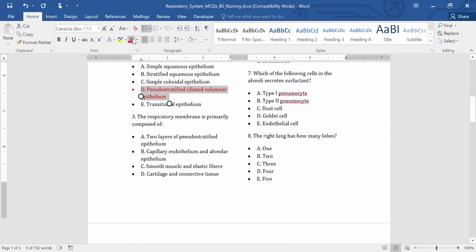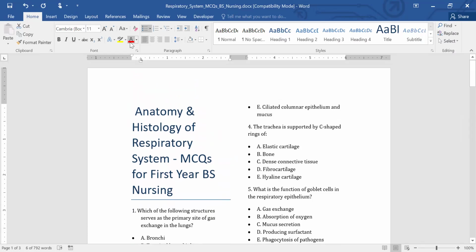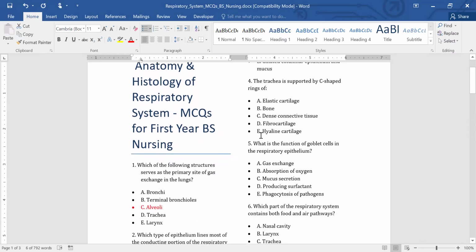The respiratory membrane is primarily composed of which layers? Options: two layers of pseudostratified epithelium, capillary endothelium and alveolar epithelium, smooth muscle and elastic fibers, cartilage and connective tissue. It is the capillary endothelium and the alveolar epithelium. The trachea is supported by C-shaped rings of cartilage, which are of the hyaline variety.